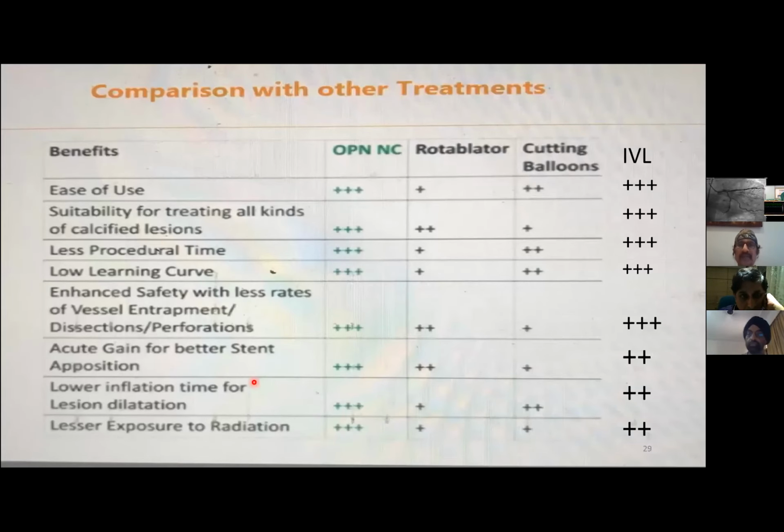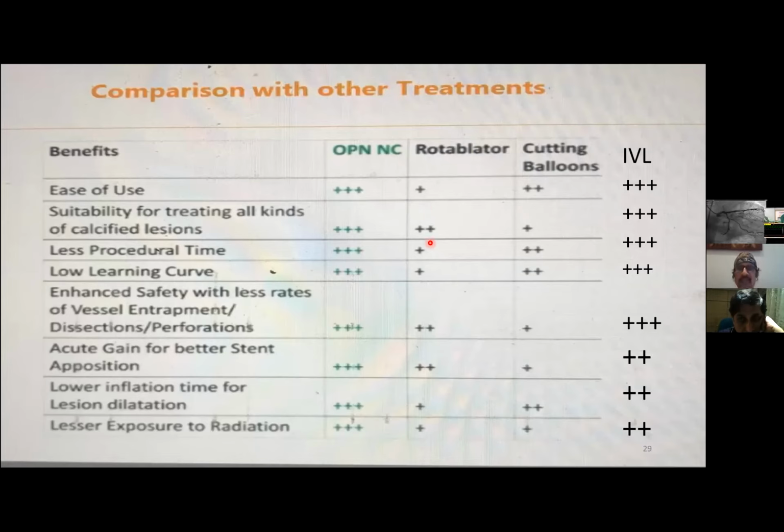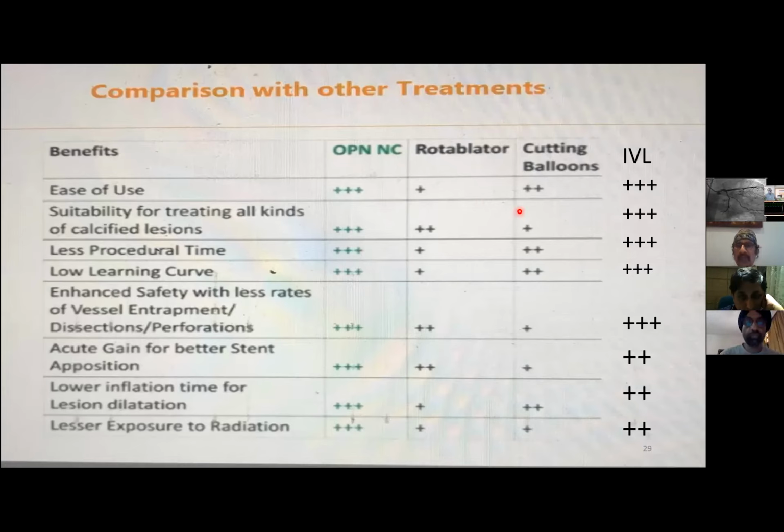When you compare the 3 or 4 options which are available to us, the OPN NC balloon, we'll talk about this a little bit later, but especially when you have a small lumen, you want to increase the lumen or get more things inside, like an OPN balloon or an IVL balloon, you probably need to do rotablator. Cutting balloon is very good for ISR, and IVL, as you can see, is extremely good for decalcification.